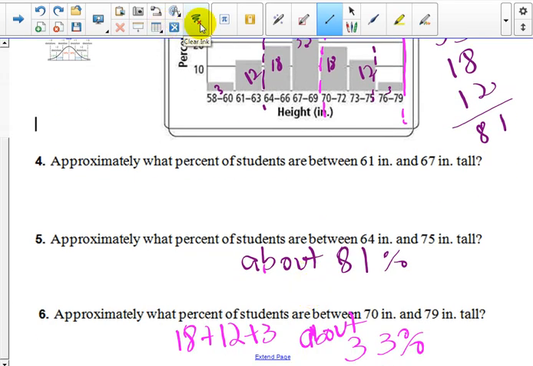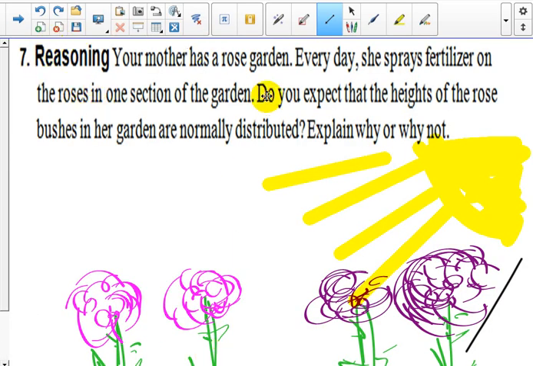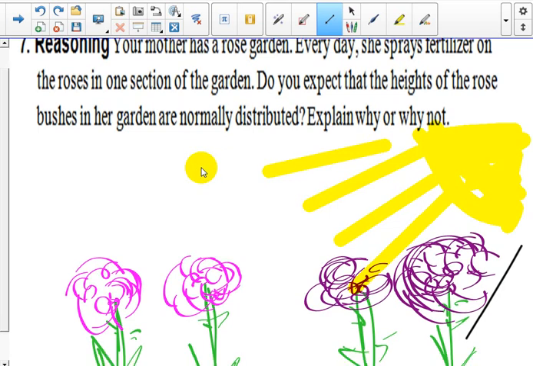All right. Number 7 on your workbook assignment, it says your mother has a rose garden. Every day she sprays fertilizer on the roses in one section of the garden. Do you expect that the heights of the rose bushes in her garden are normally distributed? Explain why or why not. So, do you expect the heights are normally distributed? Why or why not? So it's yes or no, and then explain.